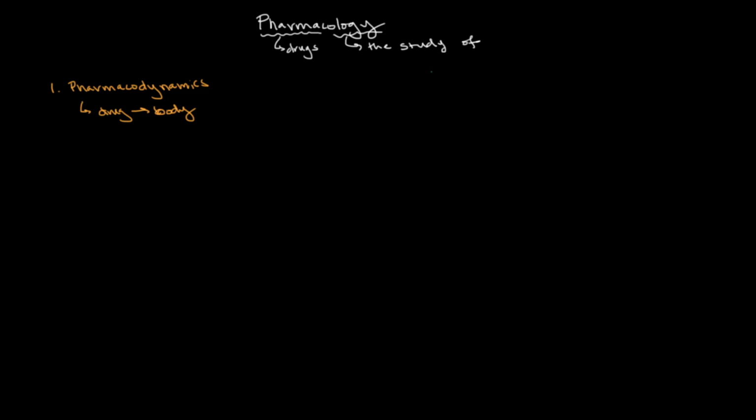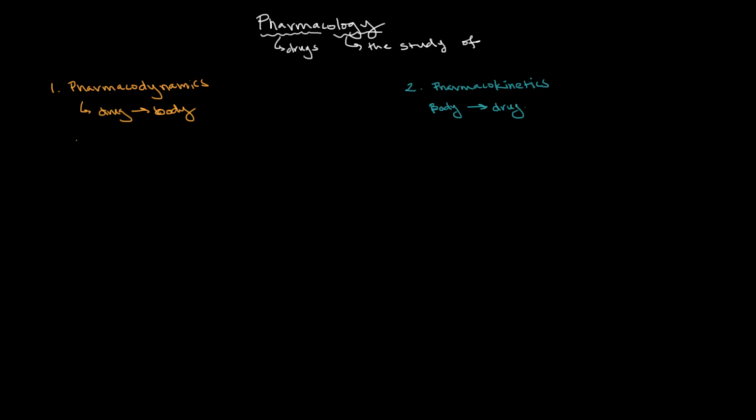The other branch of pharmacology that we're going to be specifically focused on is pharmacokinetics. And pharmacokinetics is really just the opposite of pharmacodynamics. It's what the body does to the drug. This one might be a little less intuitive. This is how the body processes the drug or affects the drug in some way. Pharmacodynamics, again, is how the drug affects the body.